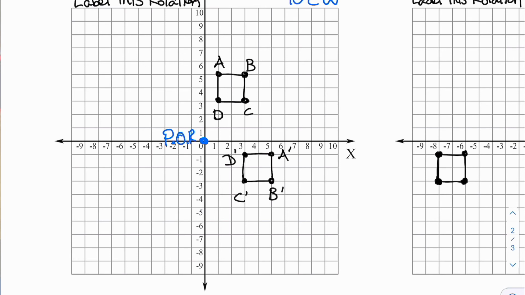Okay, so we're saying 90 degrees clockwise. There's my point of rotation. It already has the primes on it, so I know that this is my new image. So then I need an arrow going from this to the new image, and then I would be labeled properly.